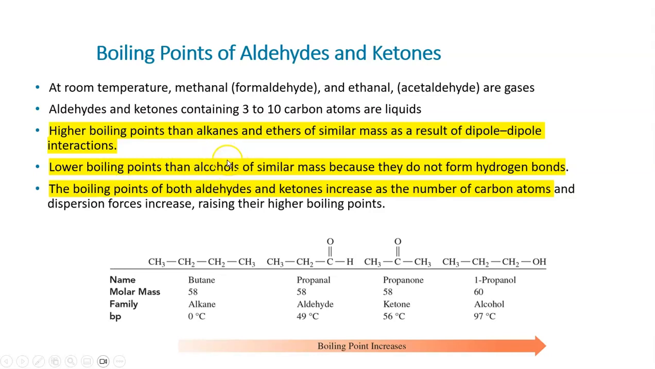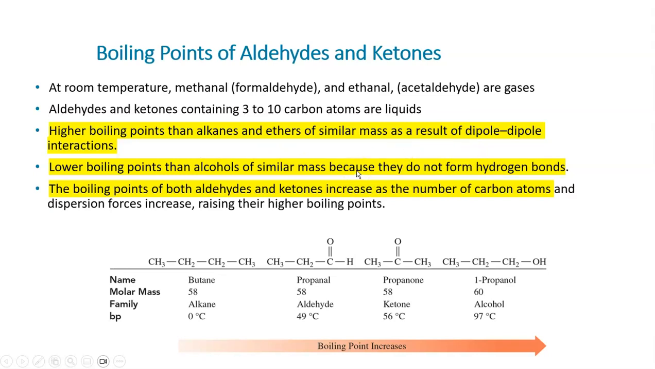Remember, the alcohols have the hydroxyl group, right? For example, 1-propanol here is an alcohol. It has a hydroxyl group. And if you recall the boiling points of alcohols, they make hydrogen bonds, which is a very strong intermolecular interaction compared to these dipole-dipole interactions. So alcohols always have higher boiling points due to the presence of this hydroxyl group. But aldehydes and ketones don't have that high a boiling point, so their boiling points are lower than alcohols because they can't form these hydrogen bonds.